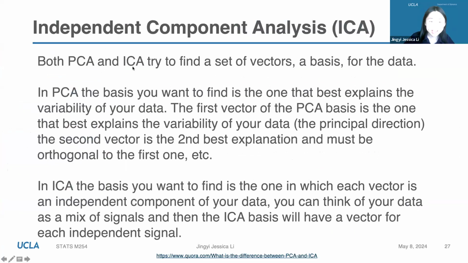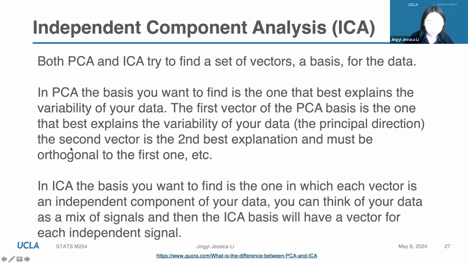So both PCA and ICA try to find a set of vectors, a basis for the data. In PCA, the basis you want to find is the one that best explains the variability of your data. The first vector of the PCA basis is the principal direction, PC1. The second vector is the second best explanation and must be orthogonal to the first one, etc. In ICA, the basis you want to find is the one in which each vector is an independent component of your data. You can think of your data as a mix of signals, and then the ICA basis will have a vector for each independent signal.